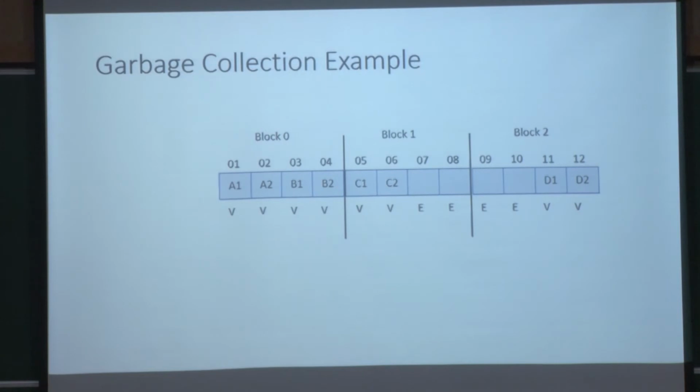The pages that are in the erase state, which essentially means that these are the places that I can actually write new data into, are marked with an E. Now, let's say I have a write to A1 and A2.